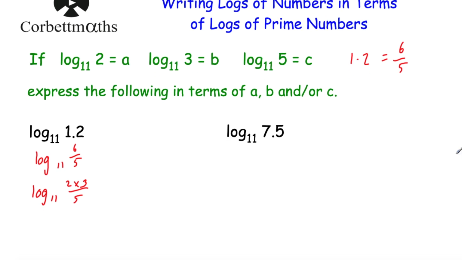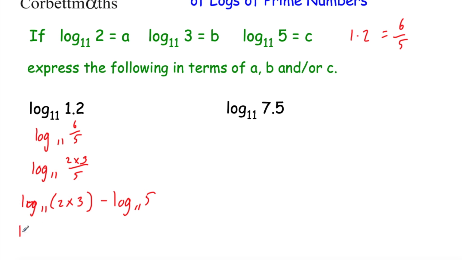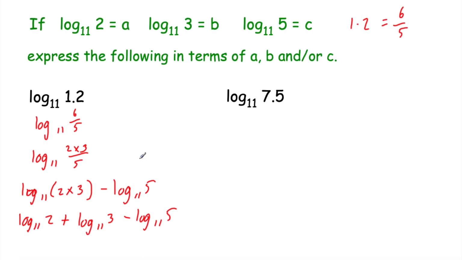Okay, now I'm going to split this up. So this will be the log to base 11 of 2 times 3, subtract the log to base 11 of 5. And again, let's split this bit up. So this will be the log to base 11 of 2 plus the log to base 11 of 3, and subtract the log to base 11 of 5. And now finally, we just need to replace them. So the log to base 11 of 2, that's a, plus the log to base 11 of 3 is b, subtract the log to base 11 of 5, that's going to be c. So the answer would be a plus b, subtract c, and that's it.